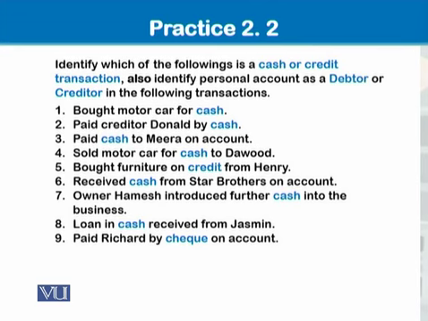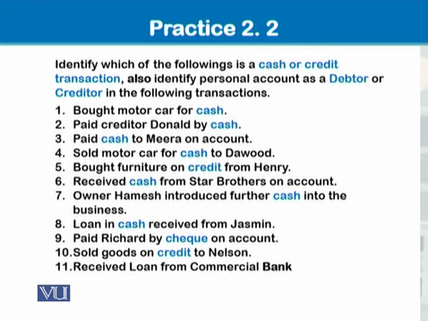Paid Richard by check on account, it's also a cash transaction because cash is not involved, but check is a cash equivalent. It's an instrument which is used as an alternative to the cash. Then sold goods on credit to Nelson. This is a credit transaction. And received loan from commercial bank. It's a cash transaction because bank is involved in this and we have received loan from commercial bank.